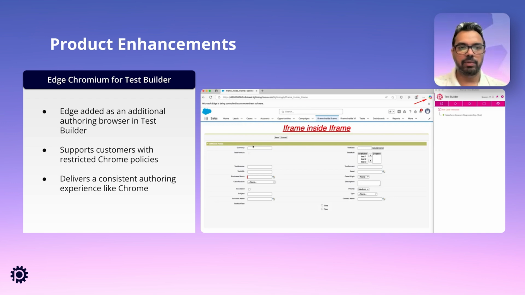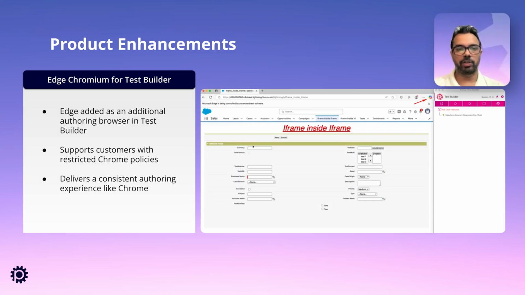Moving to the next one, we have now added Microsoft Edge as an additional authoring browser in Test Builder. Considering there are certain limitations and more security constraints coming from Chrome, and we have seen customers who have environment restrictions around Chrome policy and cannot use Chrome for an authoring option, we have made a significant change to Provar and allowed Microsoft Edge Chromium as an authoring browser option.